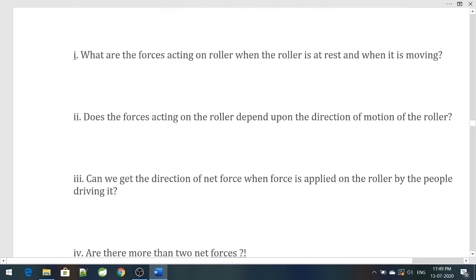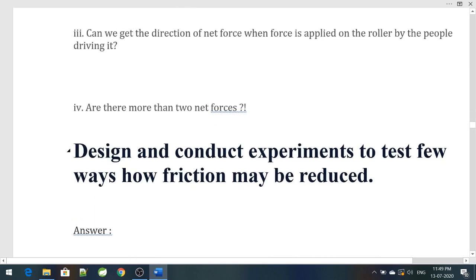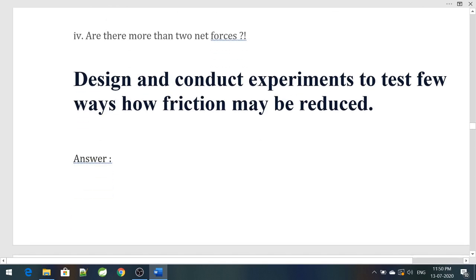What are the forces acting on the roller when the roller is at rest and when it is moving? Does the force acting on the roller depend upon the direction of the motion of the roller? Can we get the direction of the net force when force is applied on the roller by the people driving it? Are there more than two net forces? These are the questions arising in his mind.